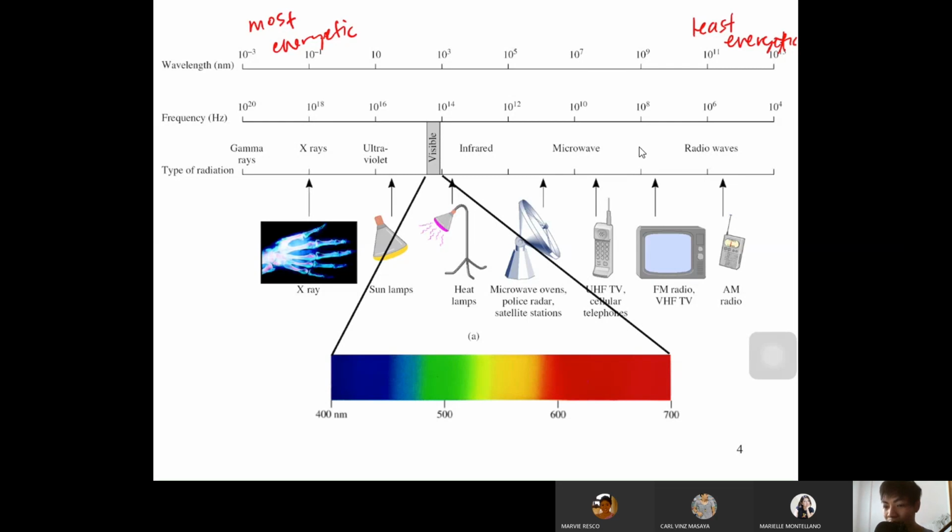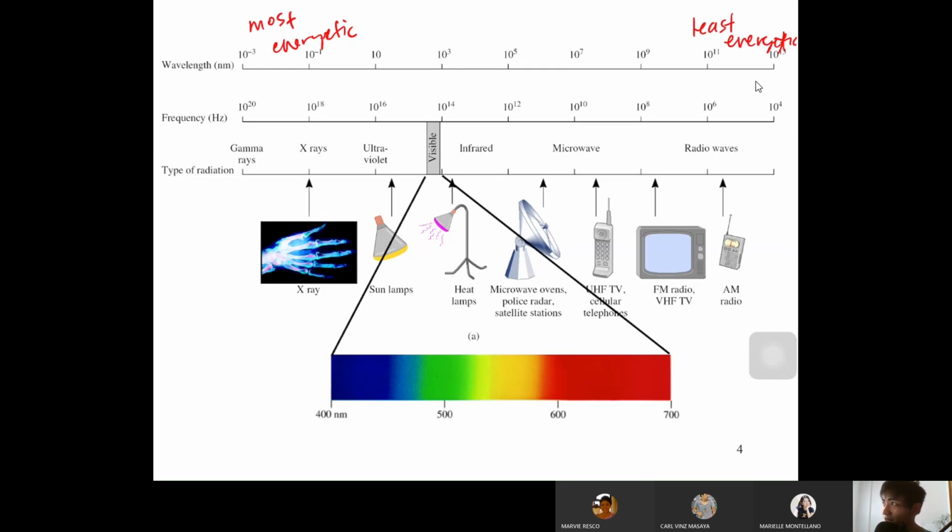Gusto lang siguro magbigay sa inyo ng awareness. Kasi may nababasa ako na mga post sa FB regarding the 5G technology. Sabi daw nila, yung 5G can cause harm. Nagkaka-cancer daw yung mga tao doon, and so on and so forth. The answer there is, not really. That's not the case.